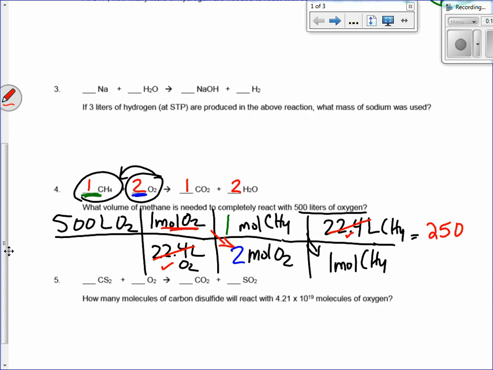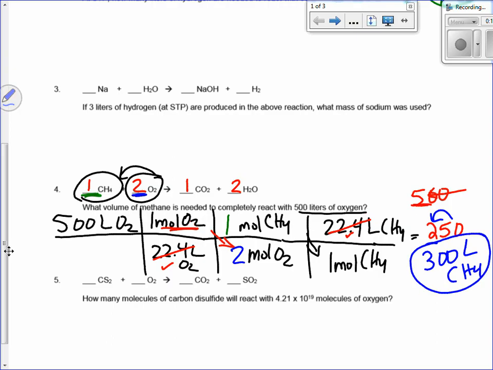How many sig figs do we get to keep? 1. Yes, when it's just 500, where do you start? No decimal. Right. Start from the right. Guess what? This one only has 1 digit. So how do I make this one have 1 digit? 300. The 2 rounds up to a 3. Filler zeros, liters, CH4.